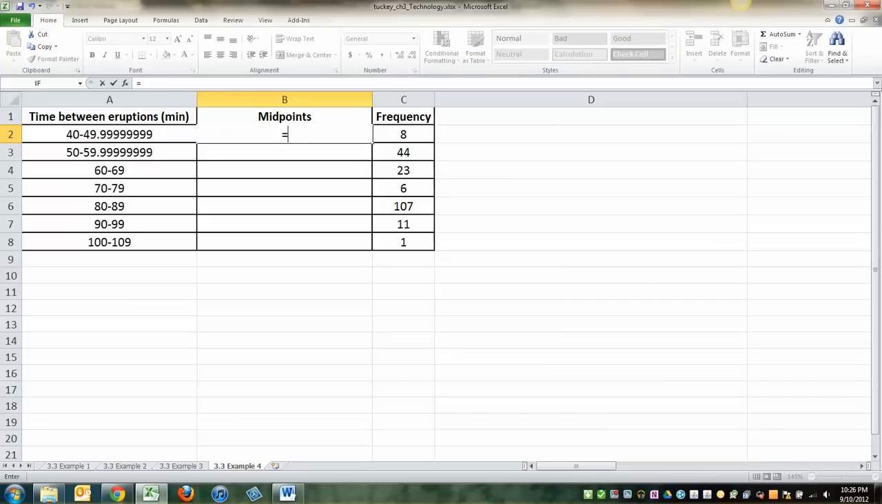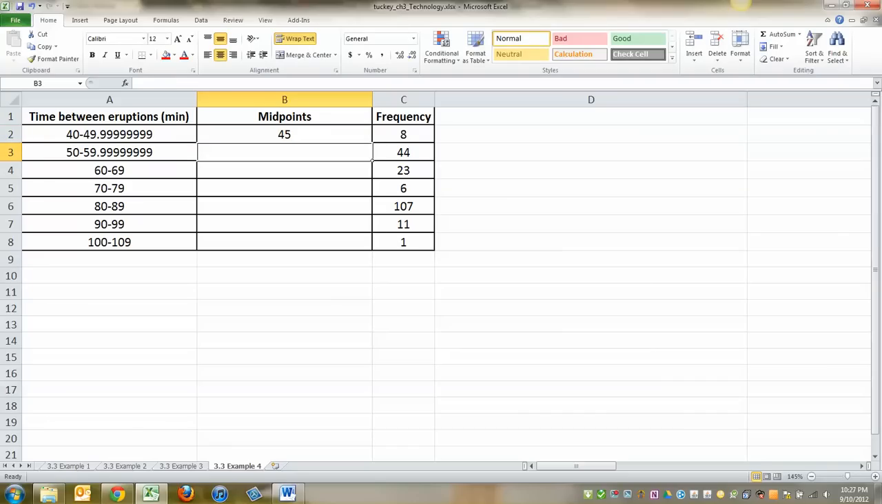Well, we learned that in chapter 2, but I'll remind you, you take 40 plus 50 because it's 49.999999 forever. So you take the beginning point of the next class, right? And then you add them up, put them in parentheses, add them up, divide by 2, and press enter. There you go. Now for the next one, you could do the same thing. You could say equals 50 plus 60, add them up, divide by 2. Or you can notice that, hey, these are 10 apart, 10 apart, 10 apart every time. So I could just say equals that last midpoint I found plus 10 and then drag it down. That'll be a lot faster than doing it the other way.